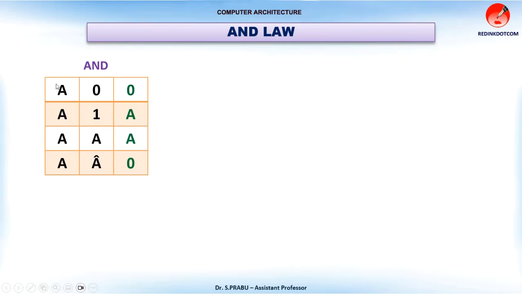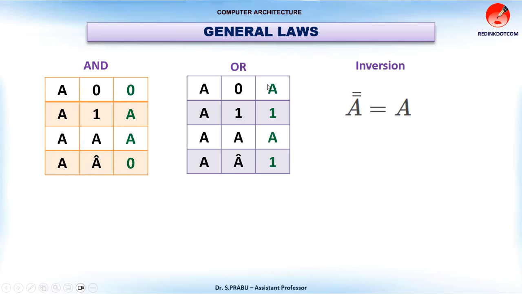It means for any value in the first input, if the second input is 0, the output is 0. If the second input is 1, you get the same value as the first input. If the second input is the same value, you get the same value. If you take the complementary value of the first input, then you get 0. In the same way, the OR gate can be illustrated here.